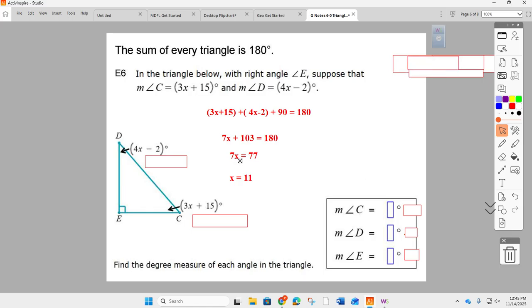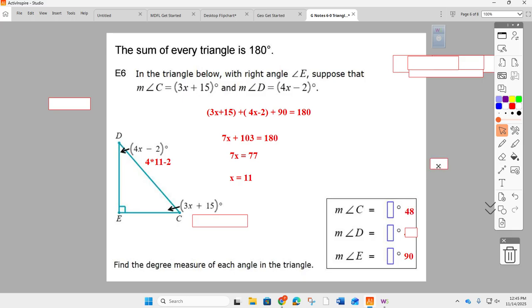They did not ask us to find x, but we have to find x to find the measure of the angles. So we already know the measure of angle E is 90 degrees. It's a right angle, that's what it means. The measure of angle C, we're just going to take 11 and replace the x. So instead of 4 times x, it's 4 times 11 minus 2, and that's 48.